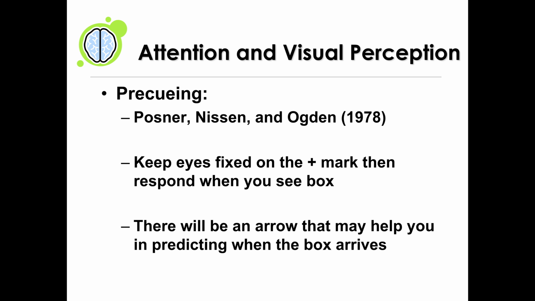When you see the box, so a box is going to pop up, just tap your leg. Tap your left leg with your left finger if the box is on the left. Tap your right leg with your right finger if the box appears on the right side. But you always have to look at the plus mark. You can't look away from it. There's also going to be an arrow that may help you in predicting when and where the box arrives. All right, so let's get started on pre-cueing.